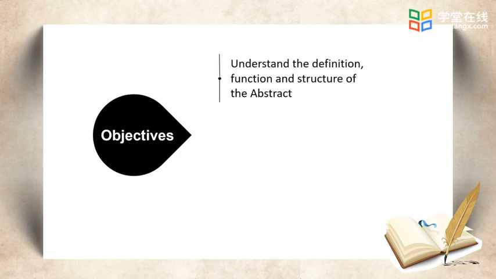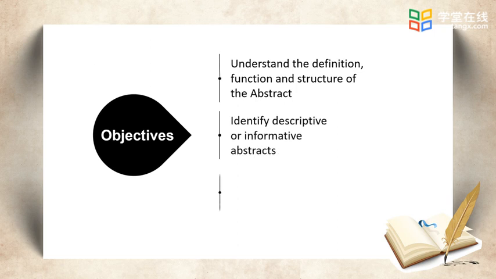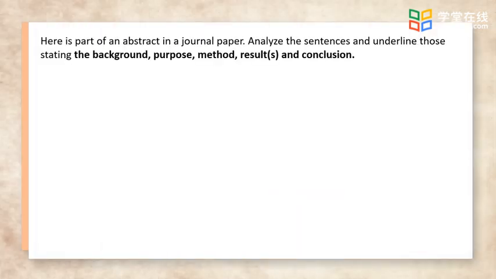Objectives. The students are expected to understand the definition, function, and structure of the abstract, identify descriptive or informative abstracts, learn the ways to soften generalizations. Tasks. Here is part of an abstract in a journal paper. The paper is entitled Relation Between Interactive Learning and Prior Knowledge. Insights from a General Education Program of Science and Humanities.